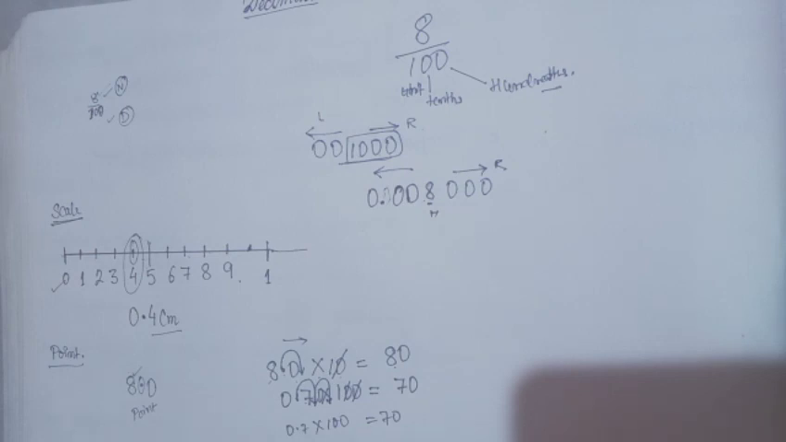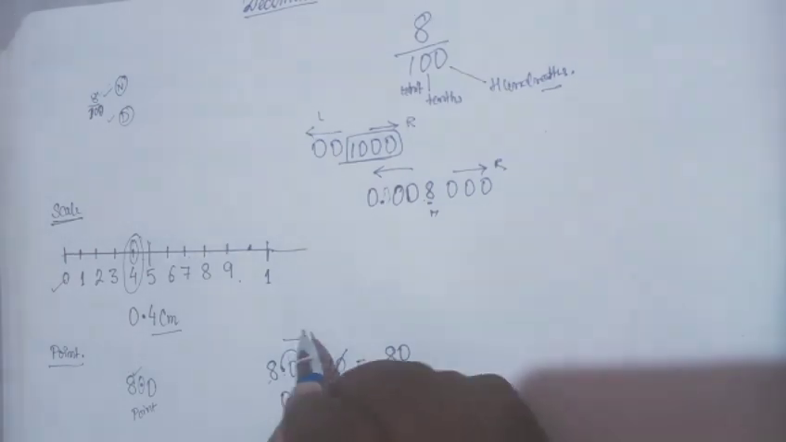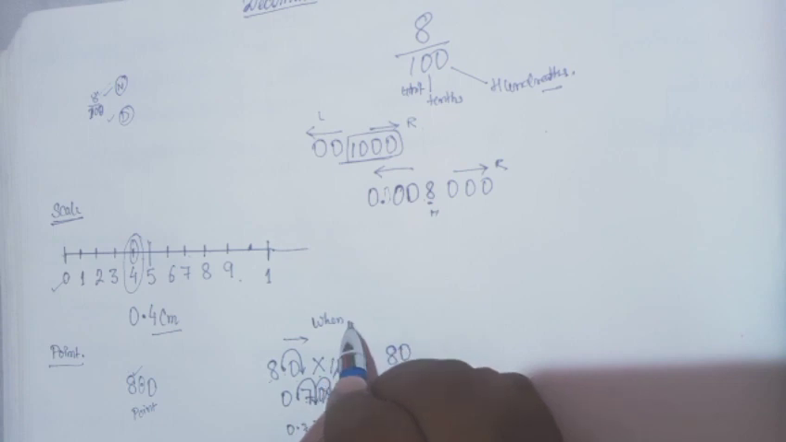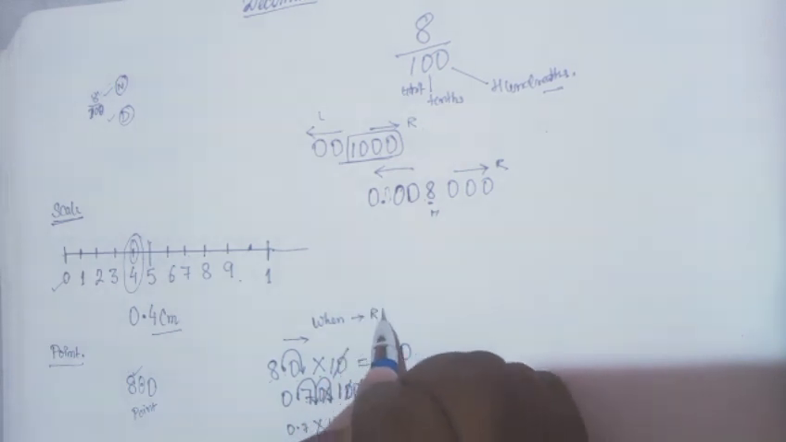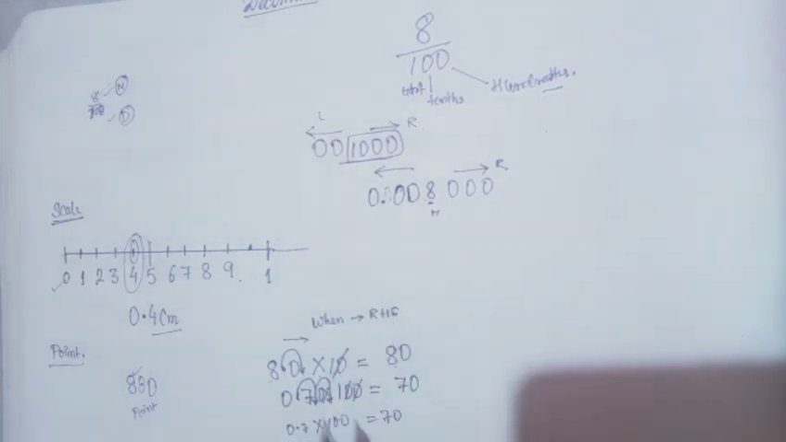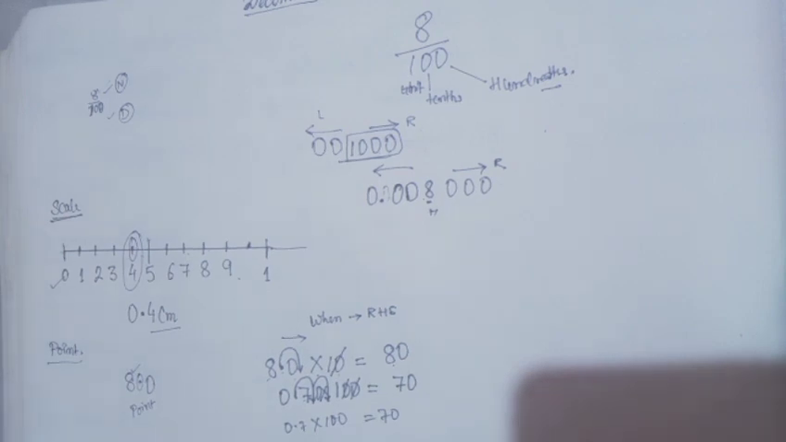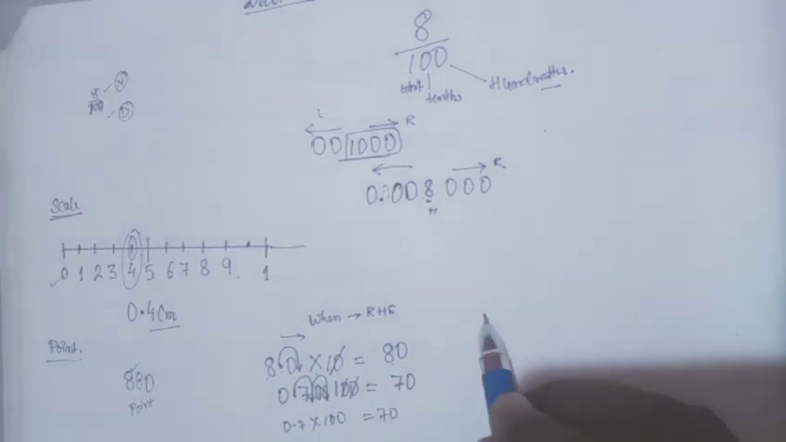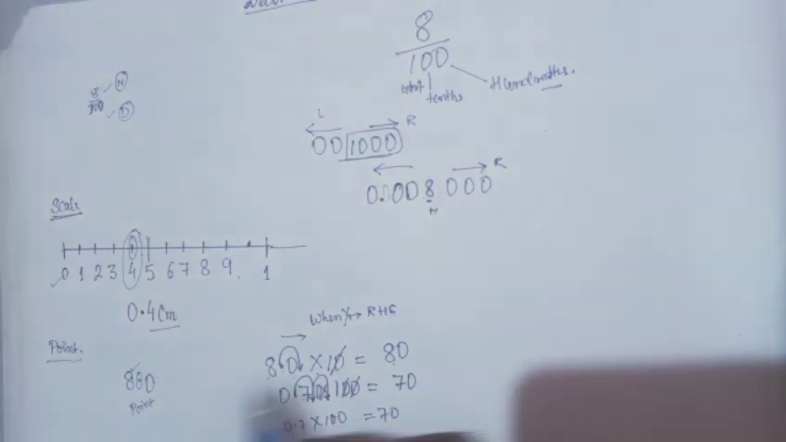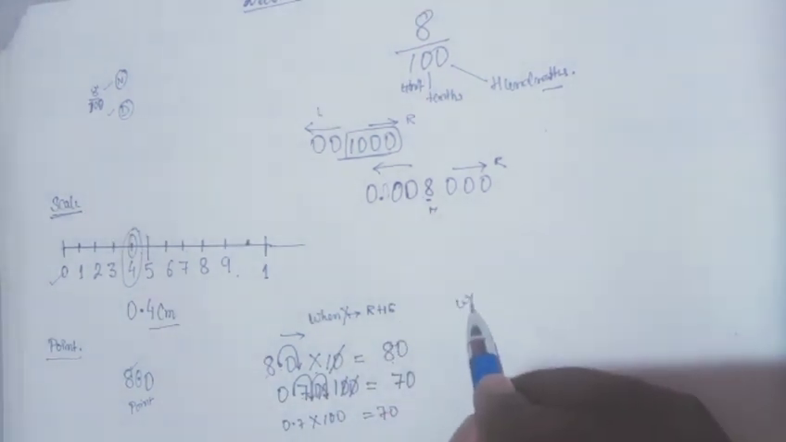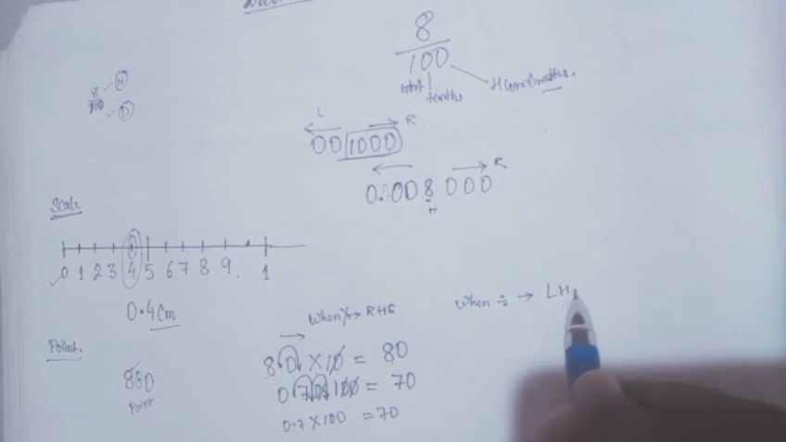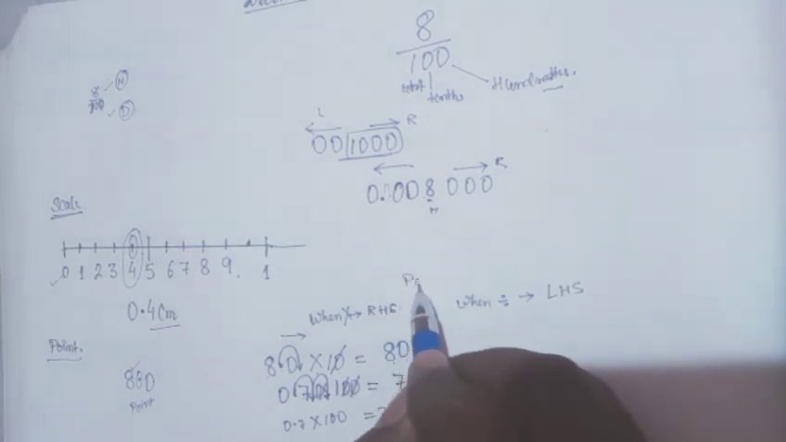When multiplied, the point goes towards the right hand side. And when it is divided, it goes towards the left hand side. When multiplied, towards the right hand side. When divided, the point shifts towards the left hand side.